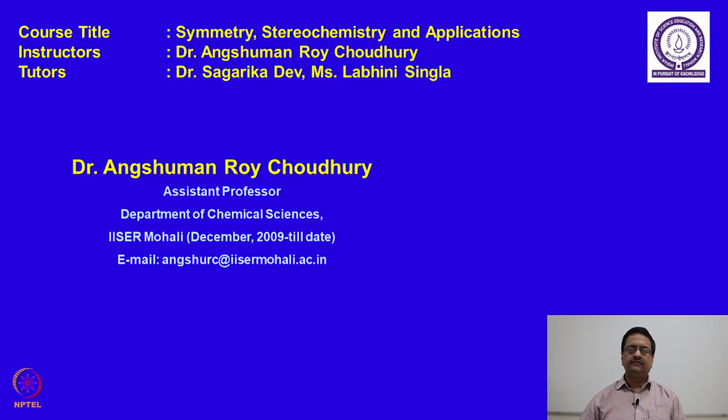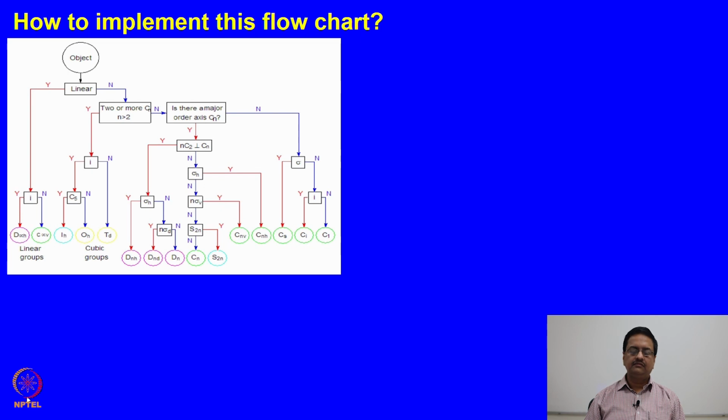In the last class, we were discussing molecular point groups of various organic and organometallic complexes. So, in today's lecture, we will continue our understanding with different molecules and how to derive their point groups. In the previous class, if you remember, we had discussed this flow chart which we need to follow for various organic compounds to find out their point groups.